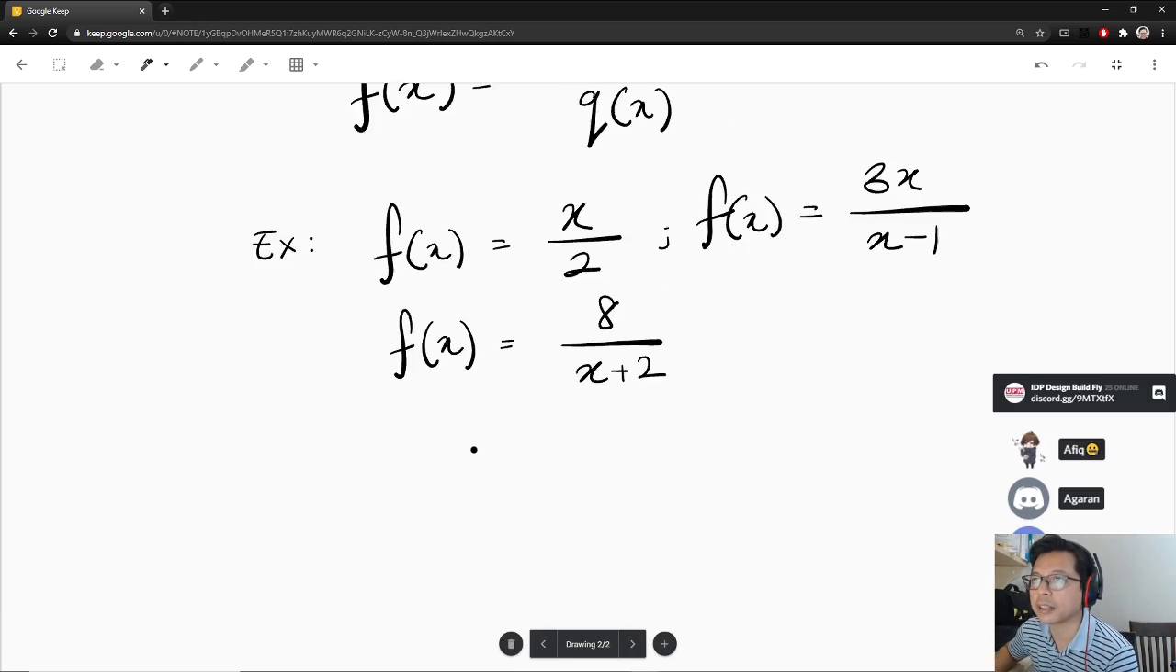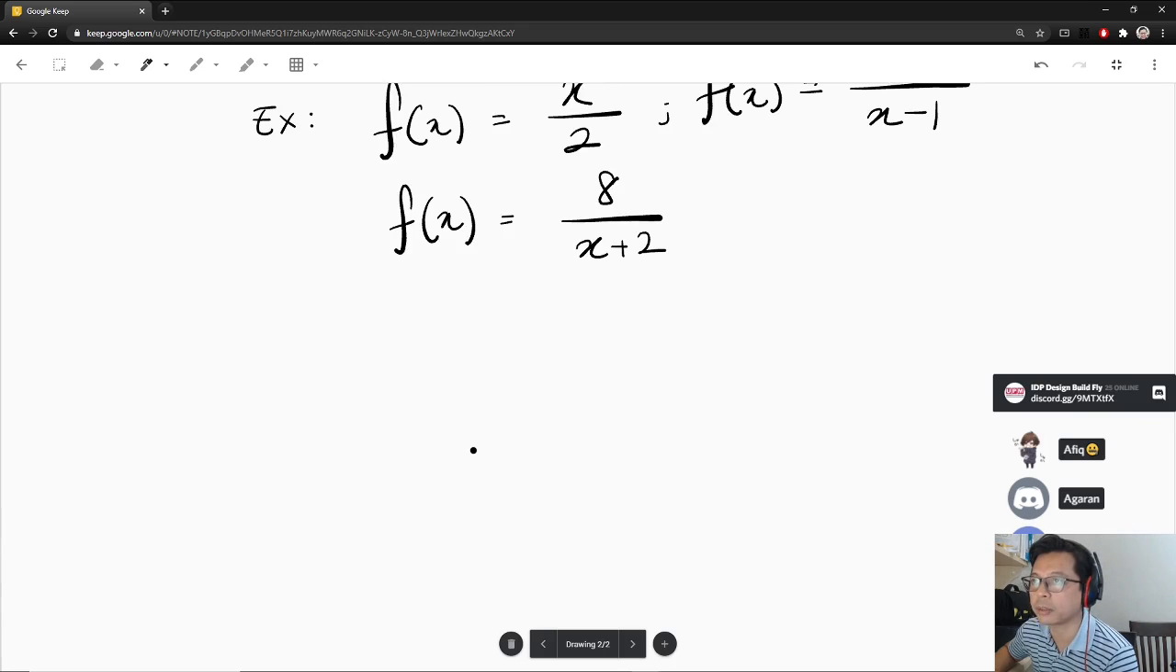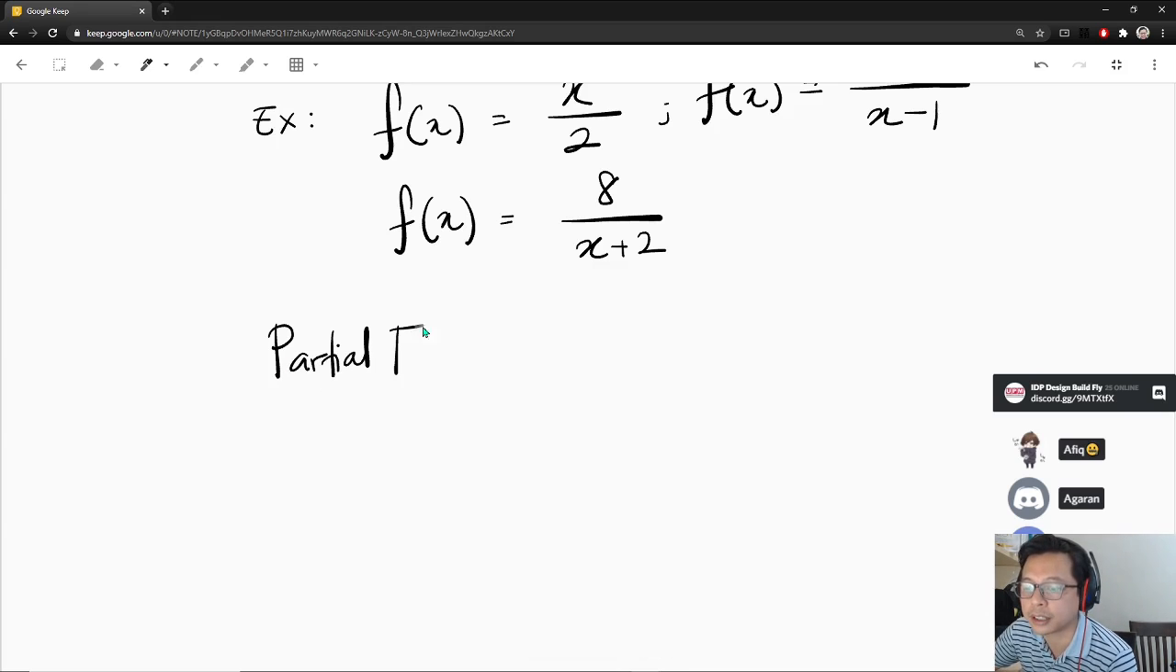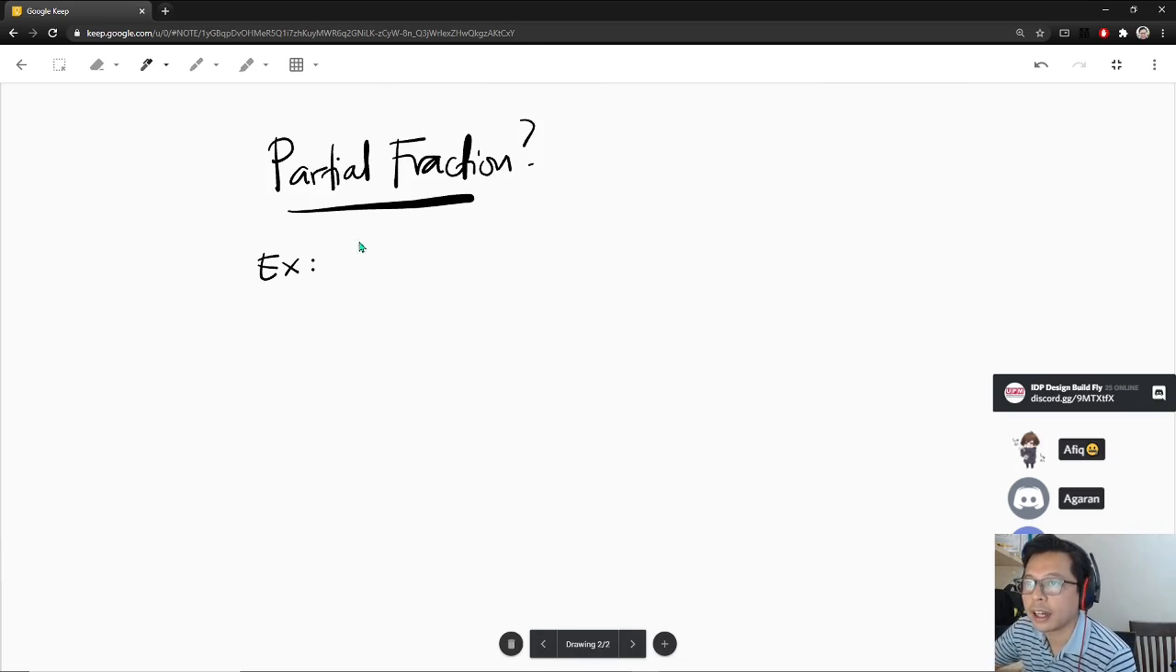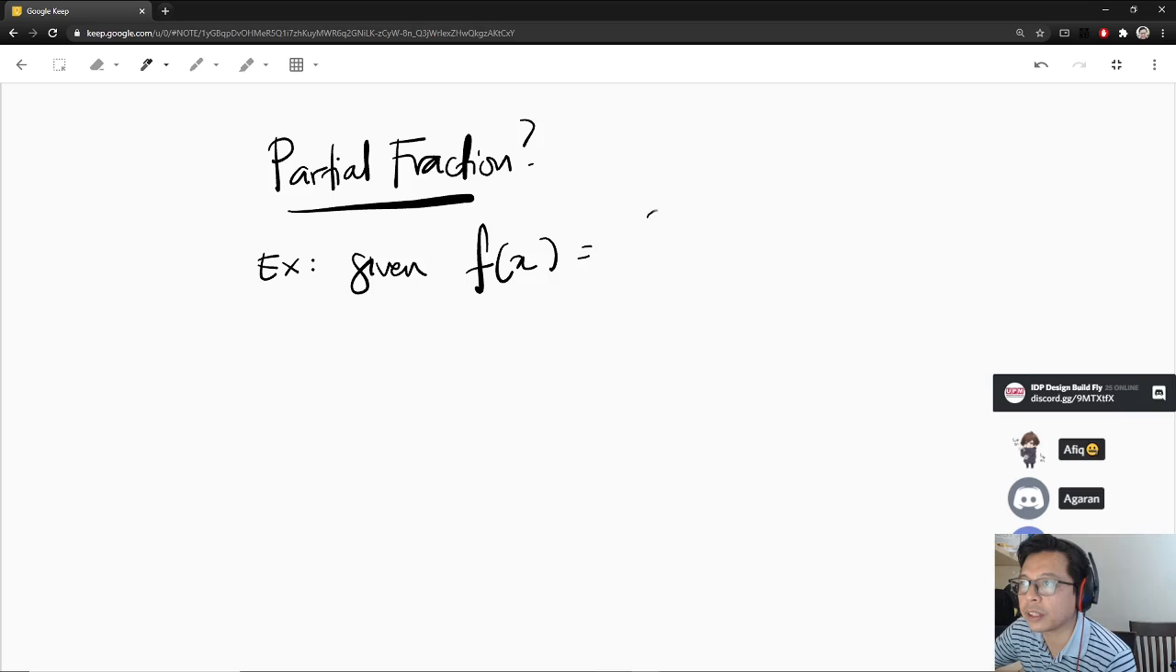So rational functions are a type of function, but usually when you come across rational functions, there's a problem. Like for polynomials, you have to find roots, but for rational functions, usually you will come up with a problem of partial fractions. So what is partial fraction? Let me give you an example. You are given f of x equivalent to 3x over (x minus 1)(x plus 2).